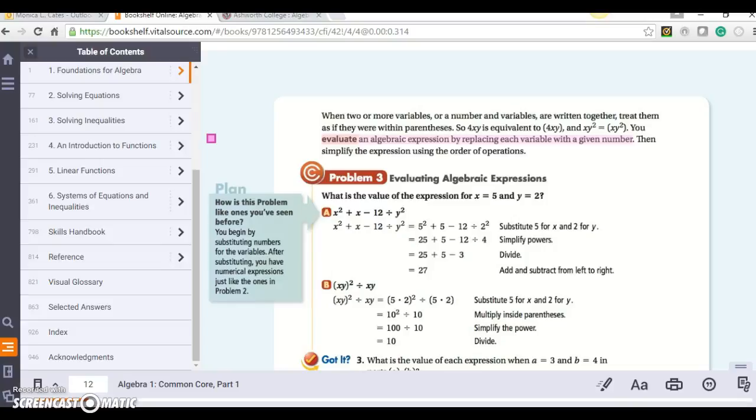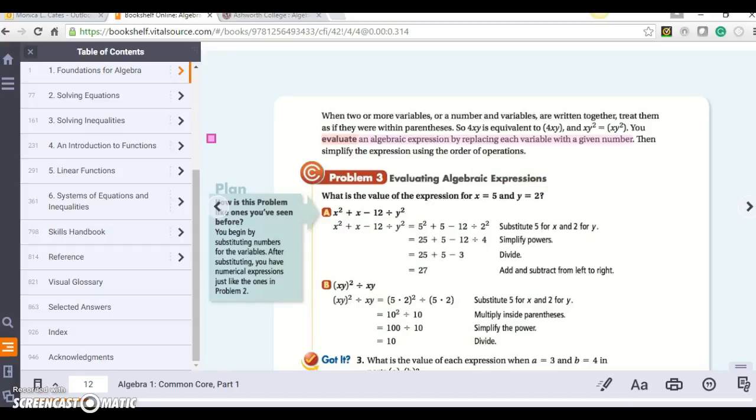Okay, we're still in lesson 1-2, and it says when two or more variables, or a number and variables, are written together, treat them as you would if they were within parentheses. So 4xy is equivalent to 4 times (xy), and xy squared is equivalent to (xy) squared. You evaluate an algebraic expression by replacing each variable with a given number. Then simplify the expression using order of operations.